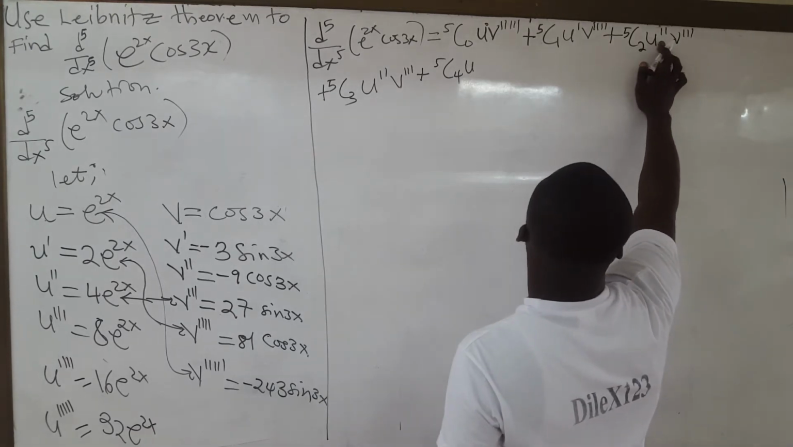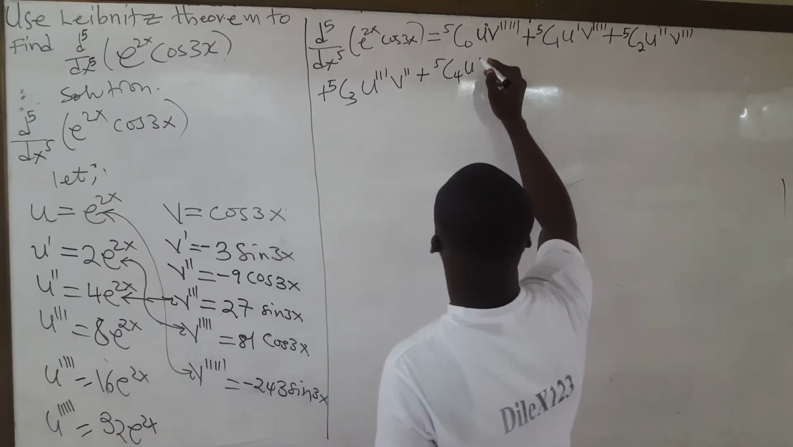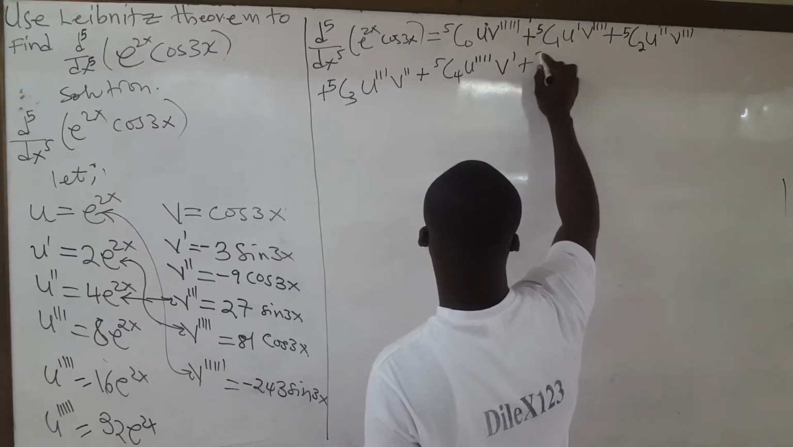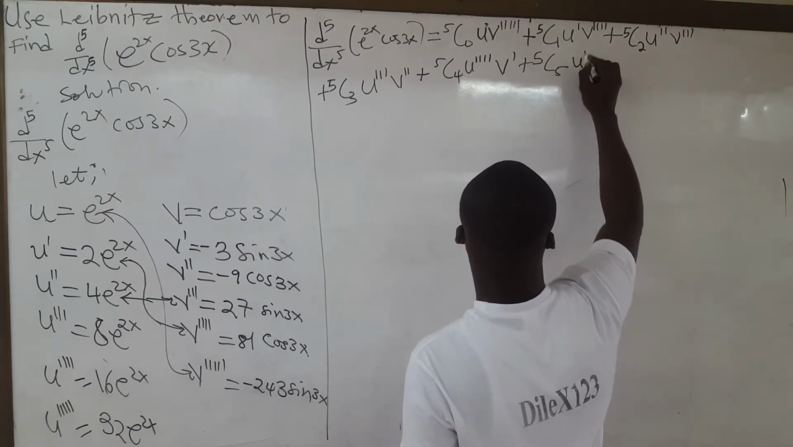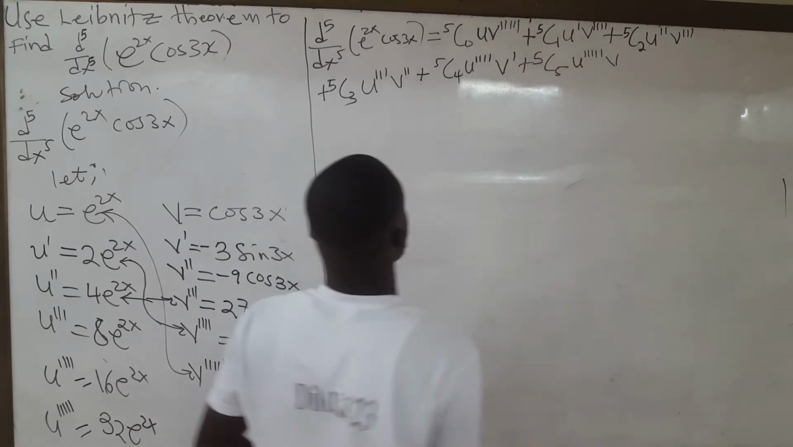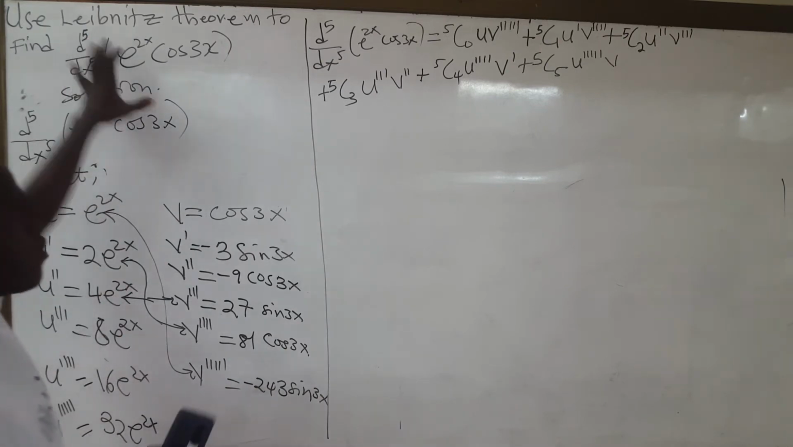There was u prime prime. So this must increase by 1 and this decrease by 2. So this 1, 2, 3, 4 will give us 1 plus 5 combination 5. That is going to be u 1, 2, 3, 4, 5. Then v. So this is the formula we are going to use to find the fifth differential of it.